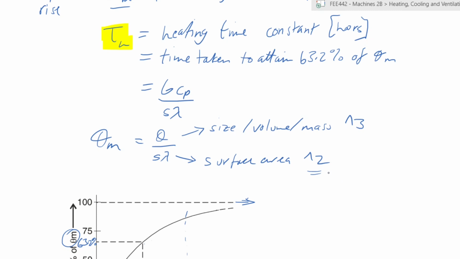So that means that large machines are less capable of dissipating the heat that is generated. So let's move this down.